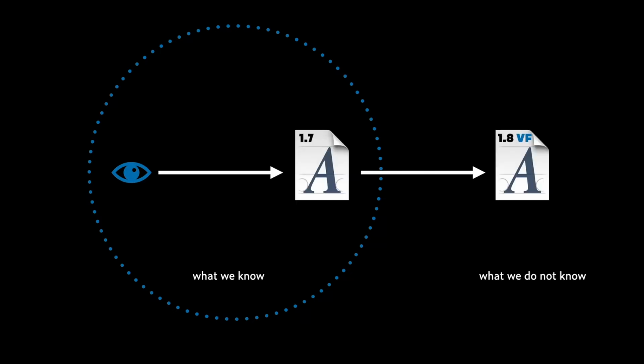And in the same way you could look at OpenType 1.8, the variable font format. Maybe we think we do not know what it is, so we just think we have static fonts, and maybe a variable font is just multiple static fonts.